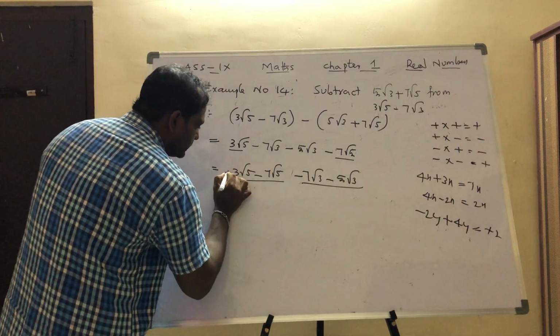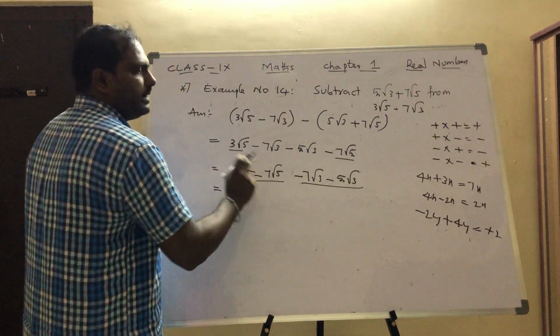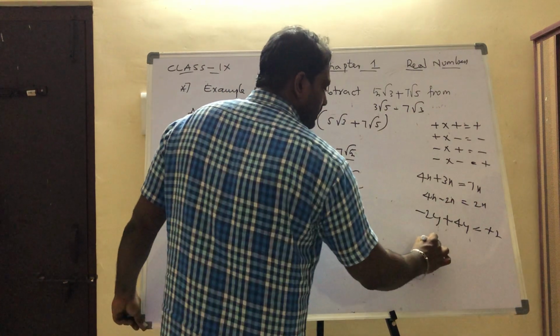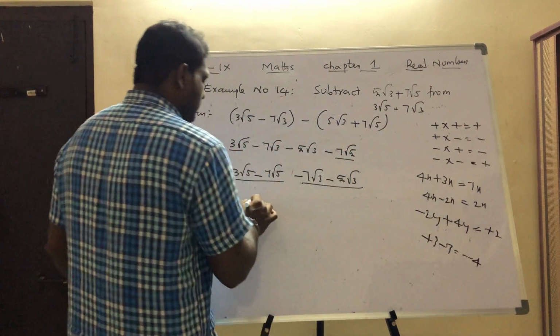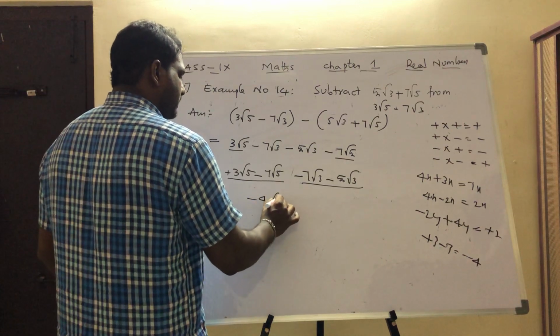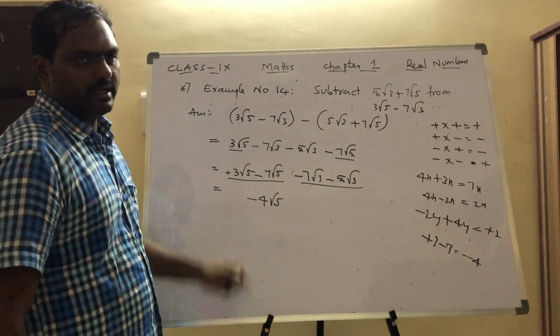If nothing is given, plus is the check, so we have to take plus 3 minus 7. So what is the answer? Plus 3 minus 7, you know, minus 4 is the answer. That means what you will get? Minus 4 root 5. This is the first value.